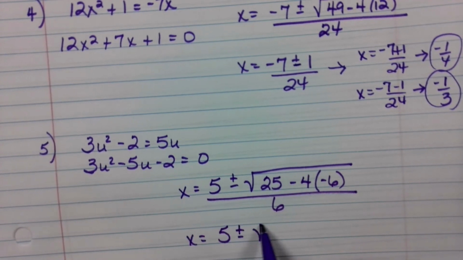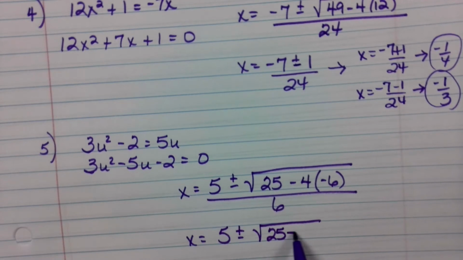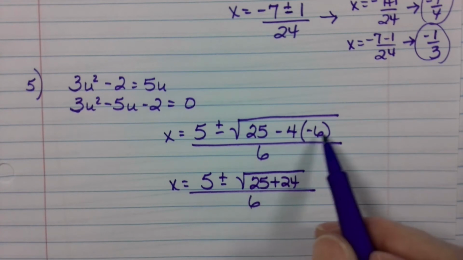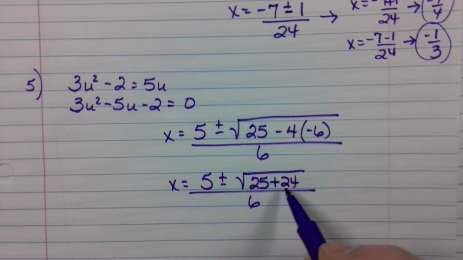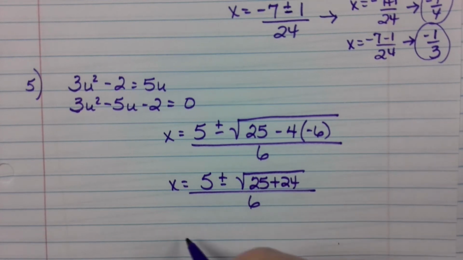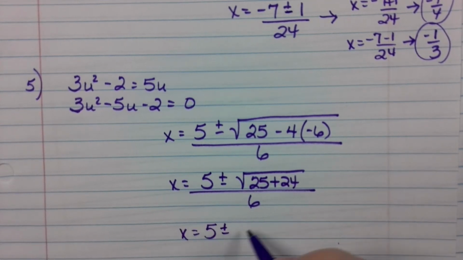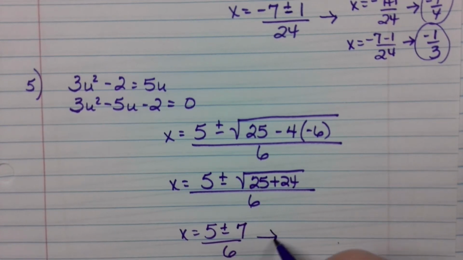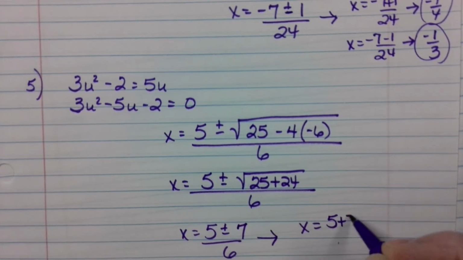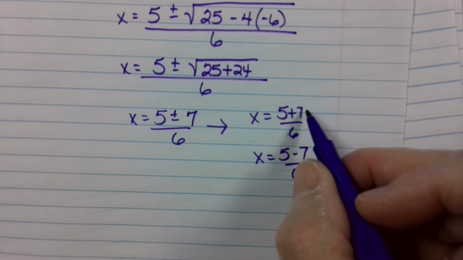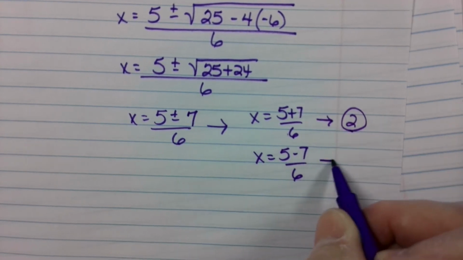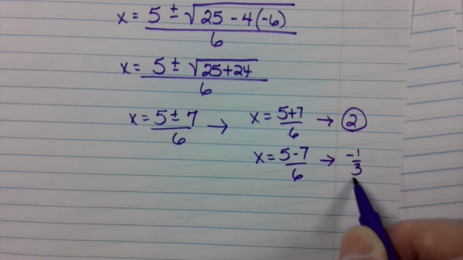Did I make a mistake there? Nobody thinks so? So this becomes positive, 2 negatives. So this is 25 plus 24, which is 49, right? So we're going to have a square root of 49, which is 7. So I'm going to have x equals 5 plus 7 over 6, and x equals 5 minus 7 over 6. So this is 12 over 6, which is 2. This is negative 2 over 6, which is negative 1/3.